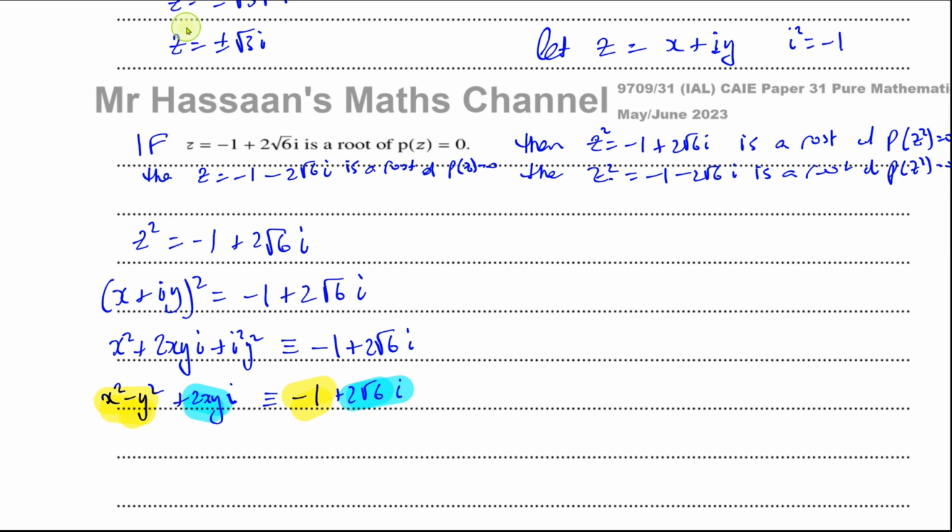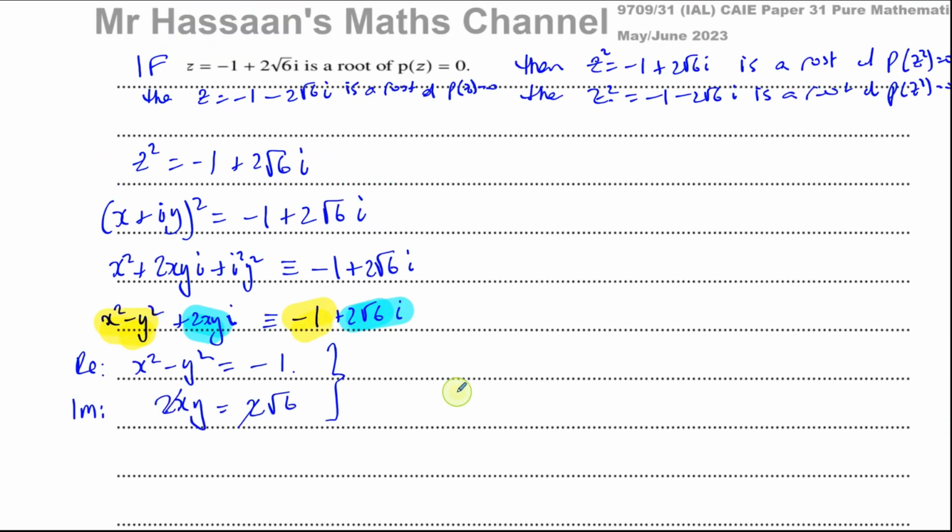Right? So if we compare the coefficients of the real parts, we have x squared minus y squared equals minus 1. And if we compare the coefficients of the imaginary parts, we have 2xy is equal to 2 root 6. So the 2's cancel out. xy equals root 6. So these can be solved simultaneously.